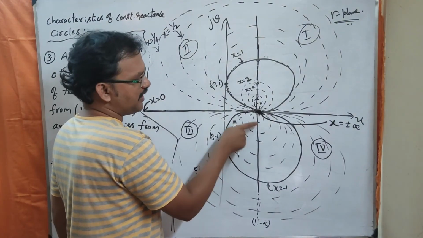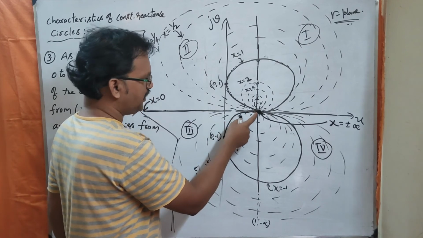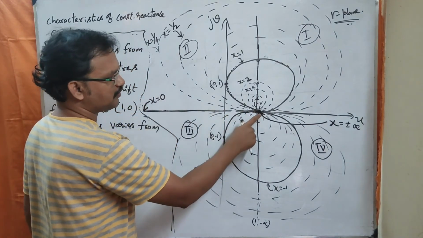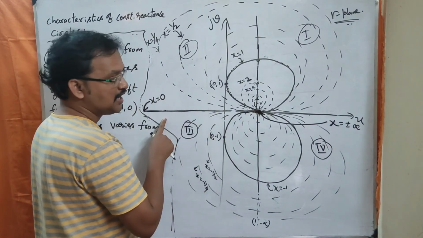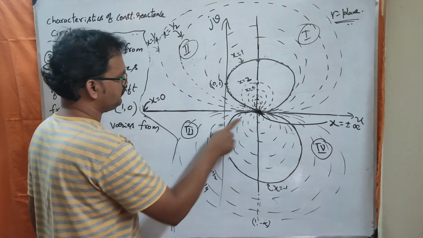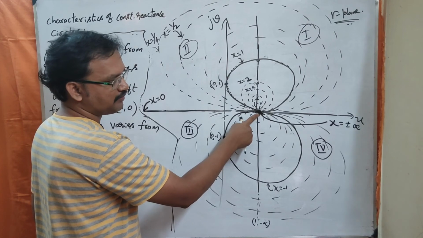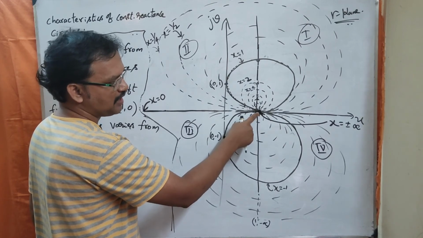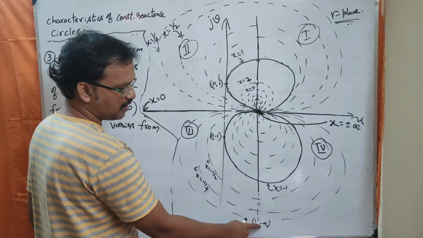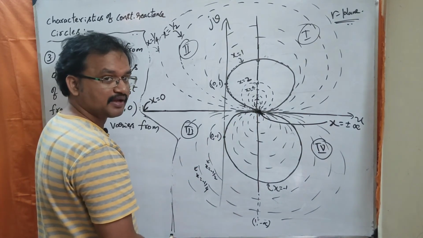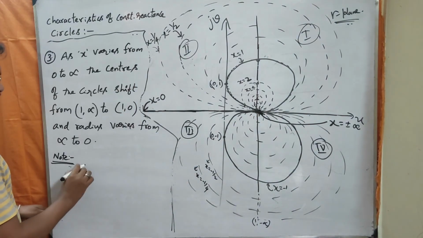Okay. So vary the x value from minus infinity to 0. As x varies from minus infinity to 0, the center will shift from where to where? The center will shift from 1 comma 0 to 1 comma minus infinity. Yes or no?